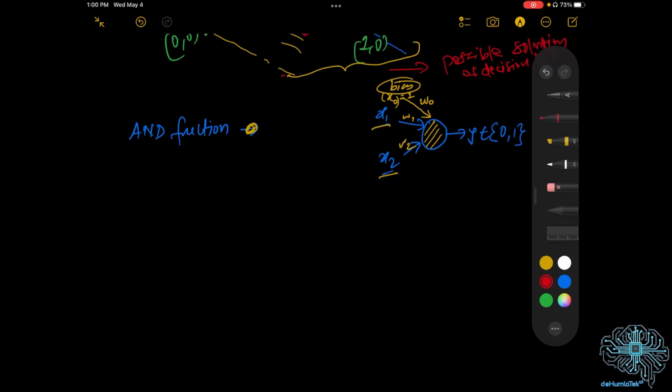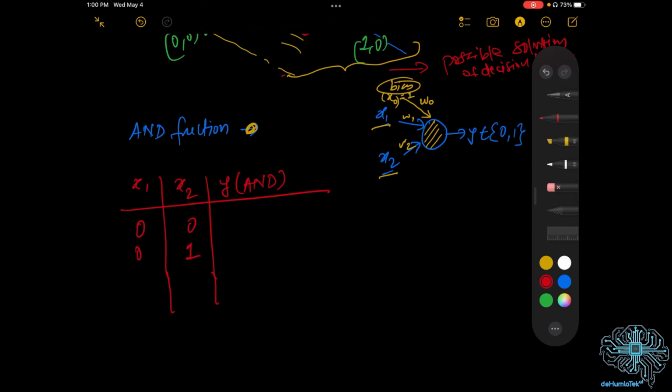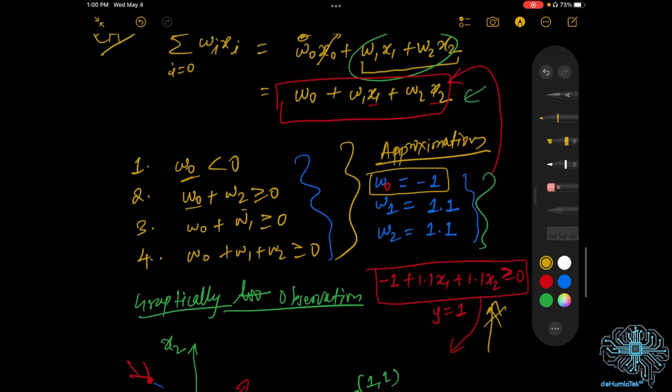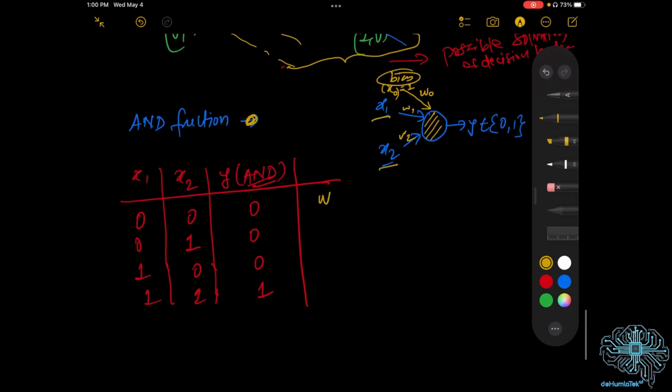So again, let's rewrite the truth table for the AND function. These are the possible inputs for the x inputs. For the AND gate, the outputs are going to be 0, 0, 0, and 1. And we'll be using the same expression, not this one, the expanded one. We'll substitute these values. So let's substitute x1 and x2, so that is going to make W0.